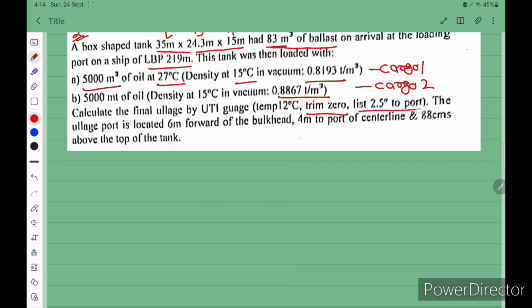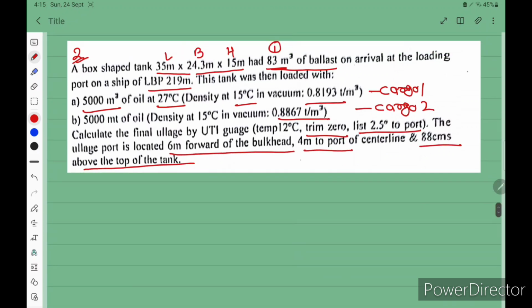List 2.5 degrees to port. The ullage port is located 6 meters forward of the bulkhead, 4 meters to port of the center line, and 88 centimeters above the top of the tank. If you see this question and the previous question, they are the same, only they add the blended cargo, and in addition there is 83 meters cube of ballast. Everything else in the question is the same.